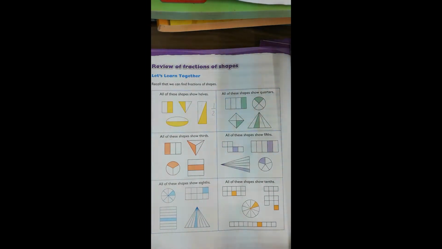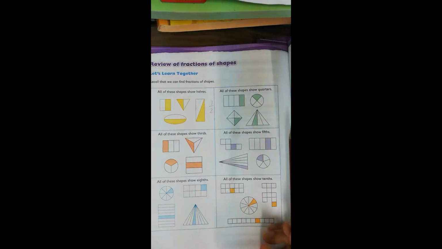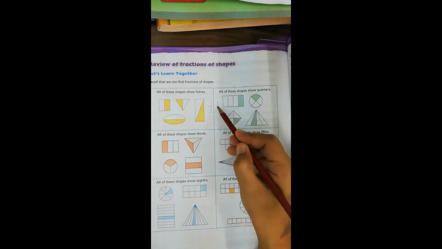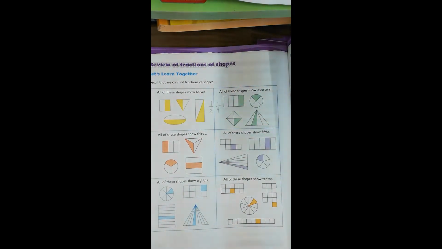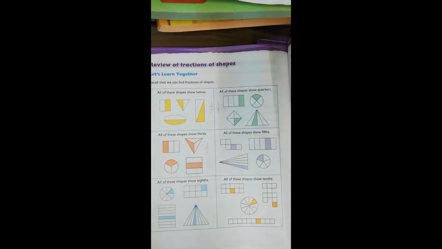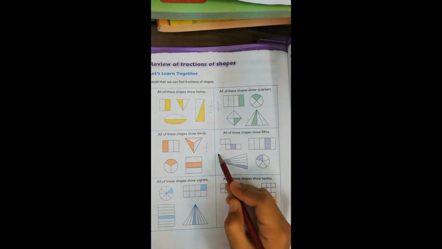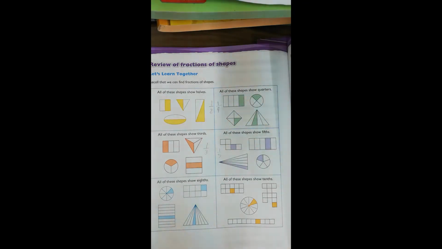Okay. Now this example shows quarters or 1/4. Okay? 1/4. Okay? Now the next one, it shows thirds. Okay? So 1/3. Okay? So the shapes are divided into 3 parts. Okay? The next example is 1/5, or it shows fifths.